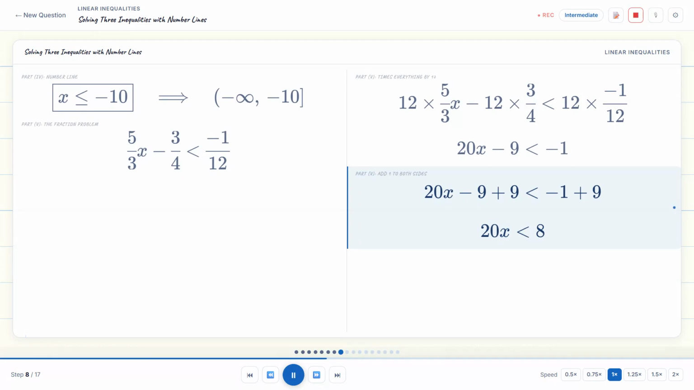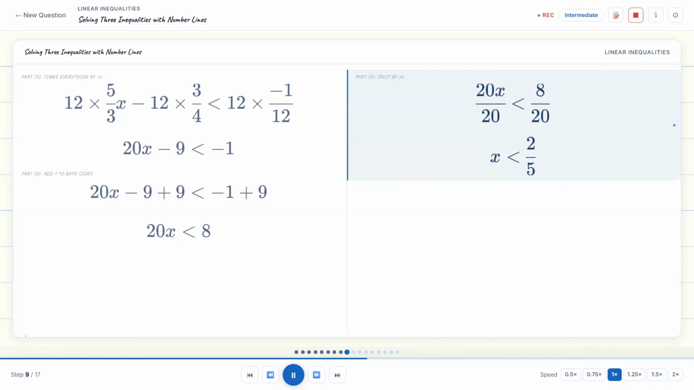Now we add 9 to both sides to move the 9 away from the x side. On the left we get 20x all alone. On the right, negative 1 plus 9 gives us 8. We split both sides by 20. On the left we get just x. On the right, 8 over 20 can be made simpler. Both 8 and 20 can be split by 4, so we get 2/5.